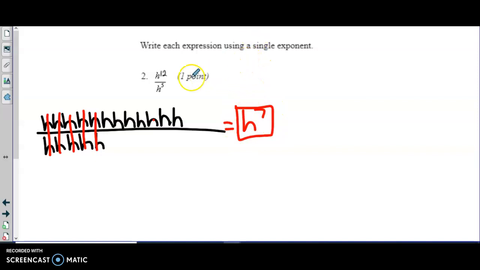You can also take the shortcut. Since we're dividing with the same base, h, you can subtract the exponents.